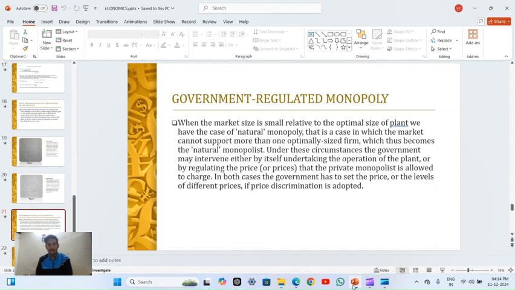The last topic of presentation is government regulated monopoly. When the market size is small relative to the optimal size of plant, we have a case of natural monopoly, that is the case in which the market cannot support more than one optimally sized firm, which thus becomes the natural monopolist. Under these circumstances, the government may endeavor either by itself undertaking the operation of the plant or by regulating the price that the private monopolist is allowed to charge. In both cases, the government has to set the prices.